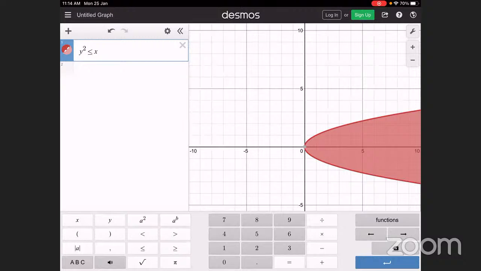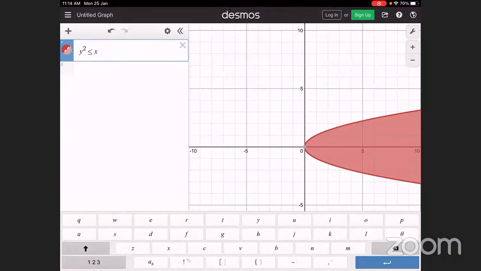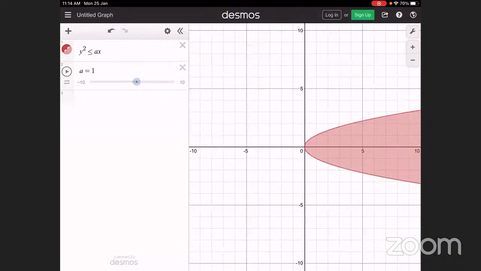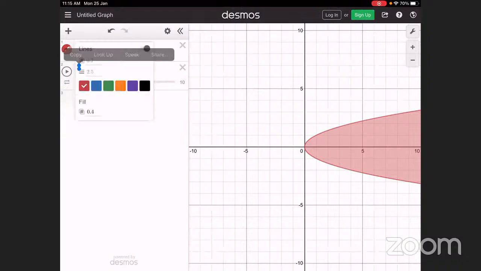If I look into the same thing, another one: instead of this, which is the graph of y square less than or equal to x, my point is that if I take y square less than or equal to some parameter a times x, I can put a slider for this. I'm taking y square less than or equal to ax, for a values from minus 10 to 10. And I want to take a different color here instead of that. Let me take this color, okay?